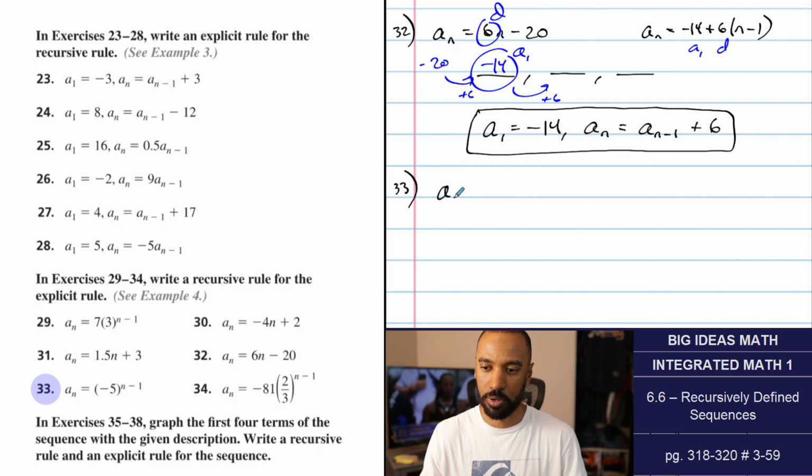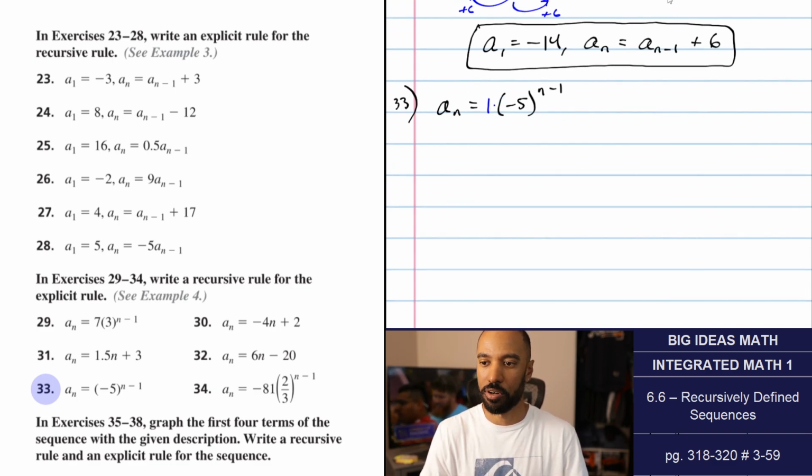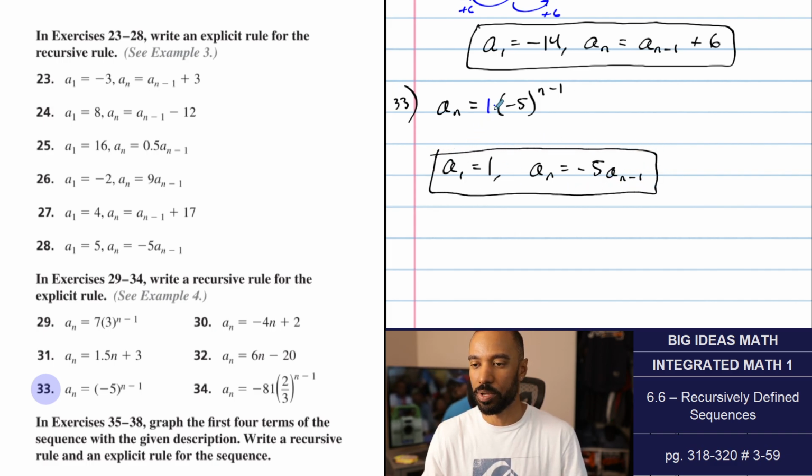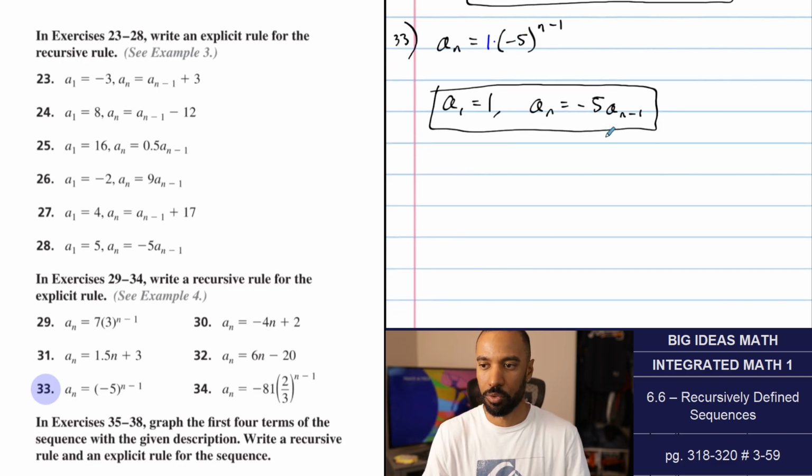Because these ones, for example, are already in that form. So this is negative 5 to the n minus 1 power. Notice there is no number written in front. That would be a 1, and that would be your first term. So your first term is 1, and then you are taking negative 5 times the previous term to get the value of the next term. This is a geometric sequence from the explicit rule to the recursive rule.